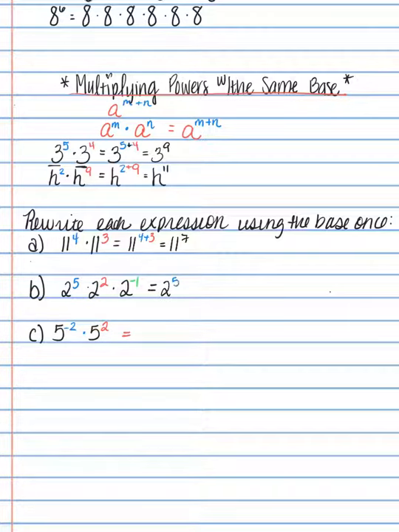I had 5 plus 2 minus 1, which is the same thing as 2 to the 7th power minus 1, or to the 6th power. Down here, I have 5 to the negative 2 plus 2. Well, this is 5 to the 0 power, because negative 2 plus 2 is 0. And anytime I have 5 to the 0 power, that is the same thing as 1, per our lesson today.